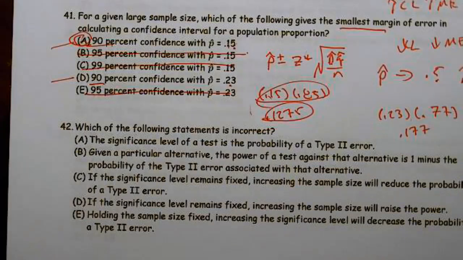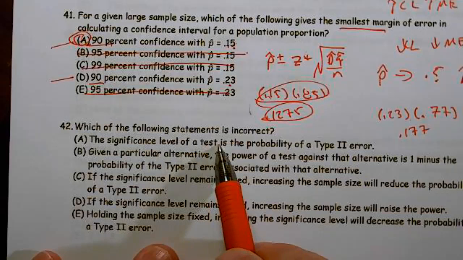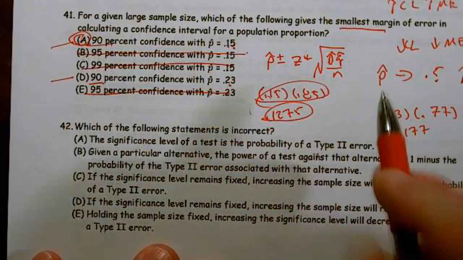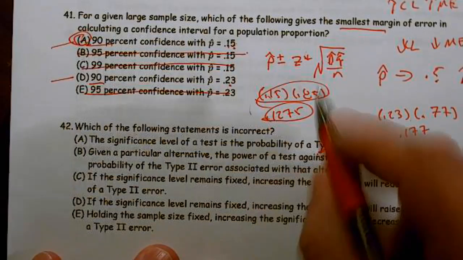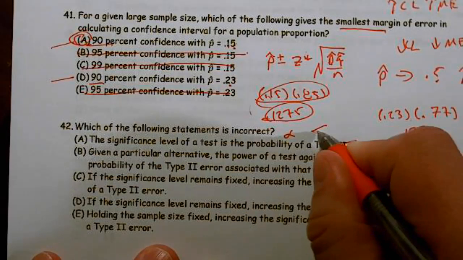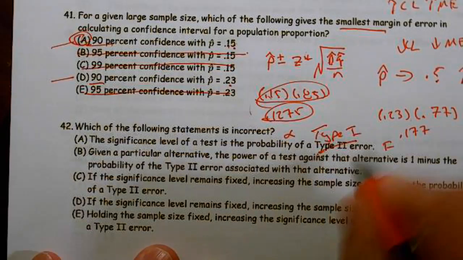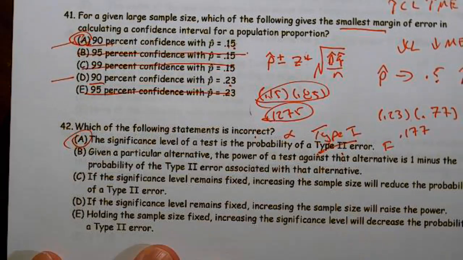All right, number 42. Which of the following statements is incorrect? The significance level of a test is the probability of a type 2. That's false. The significance level of the test is alpha, and alpha is the probability of a type 1. This said type 2. This is incorrect. Our answer is A.